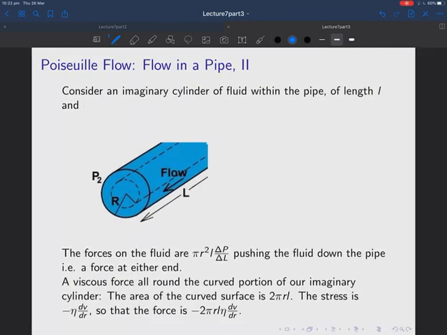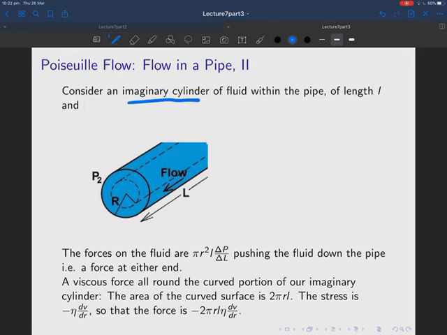So Poiseuille flow in a pipe. How do we do this? Well, you do another force balance. We've got our flow in our pipe, and we consider an imaginary cylinder of fluid within the pipe of length L, and let's look at the forces on it.